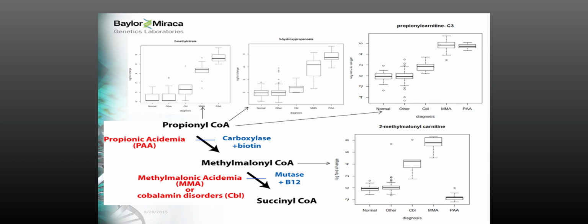where 3-hydroxypropionate is not surprisingly highest in propionic acidemia, also quite high in methylmalonic acidemia here, and modestly elevated in cobalamin. Another example is methylmalonyl carnitine, which in propionic acidemia is actually below the control and other disorder population, and quite high in MMA, and high but not quite as high in MMA as in cobalamin defects.